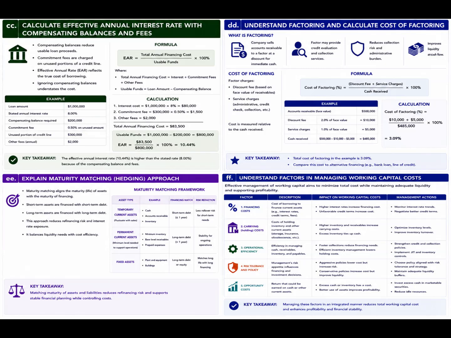Effective annual rate equals total annual financing cost divided by usable funds. Ignoring compensating balances understates true borrowing cost. Accurate EAR calculation supports informed short-term financing decisions and cost comparison.